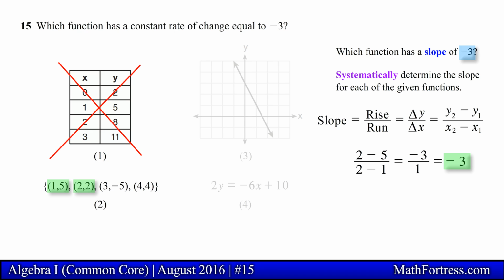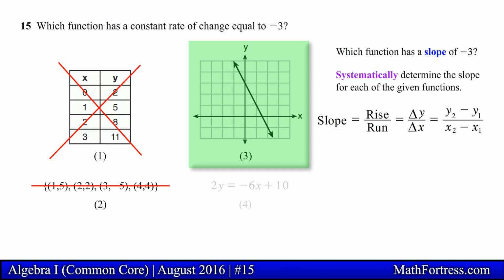So let's find the slope between 2 other points, in this case, the second and third point. Computing the slope, we see that we obtain a totally different slope. Since this slope is not equal to -3, we do not need to bother checking the rest of the points. We can conclude that this option is not our answer.